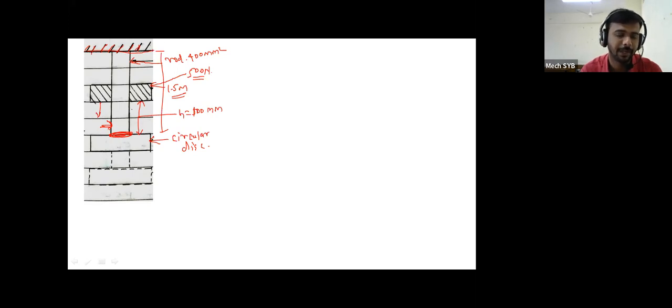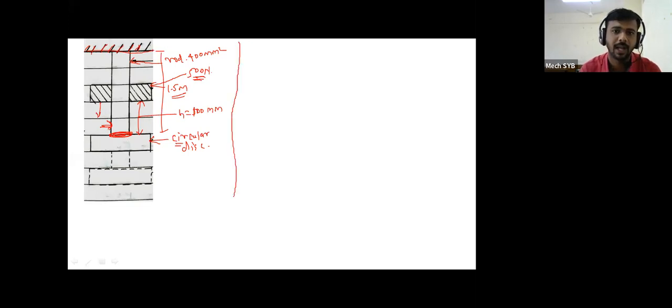Okay, so this is the statement, and according to this particular statement, this is the figure in front of you. Bar which is fixed at the top side, at the bottom side circular disc is attached. Area of the rod is given, length of the rod is given, falling height is given, 500 Newton movable load is given, and we have to calculate the stress value.